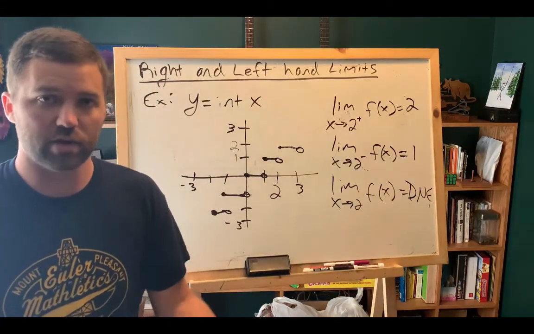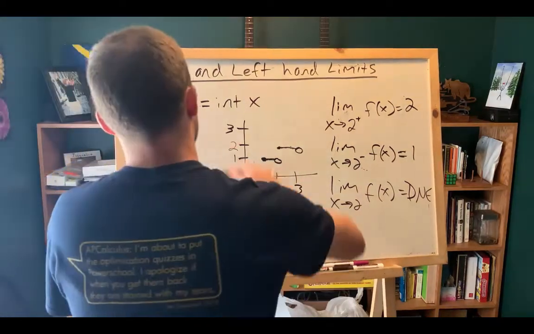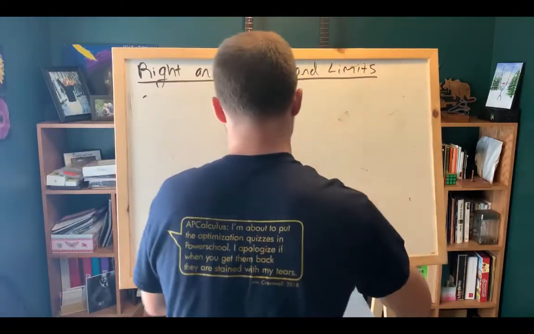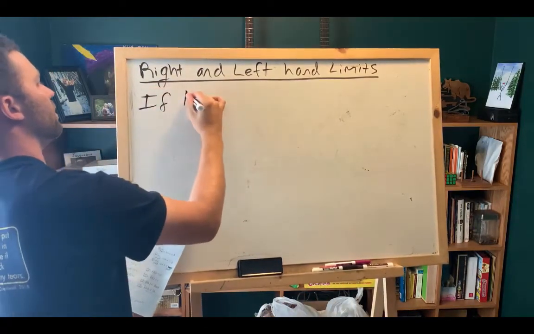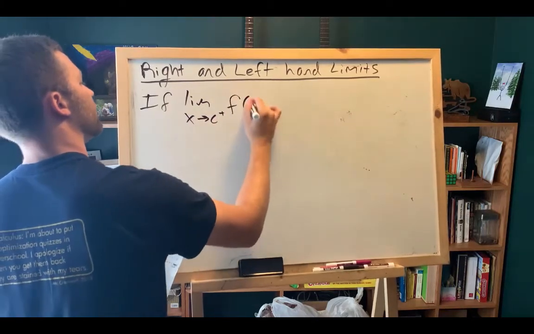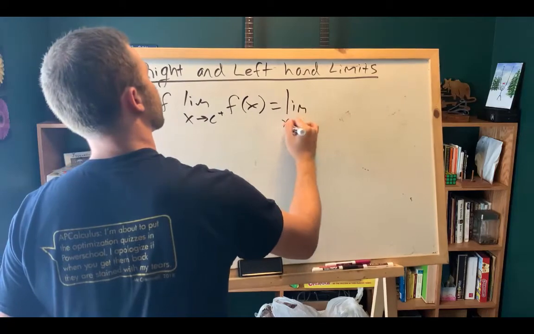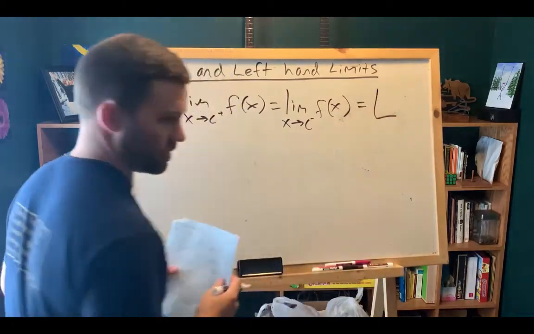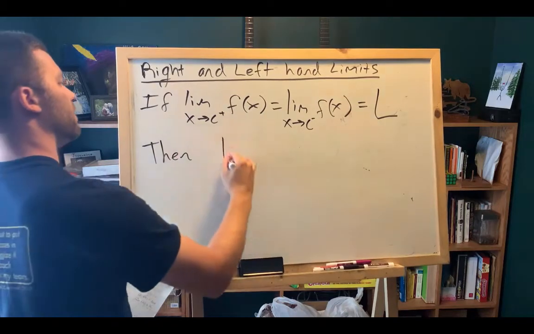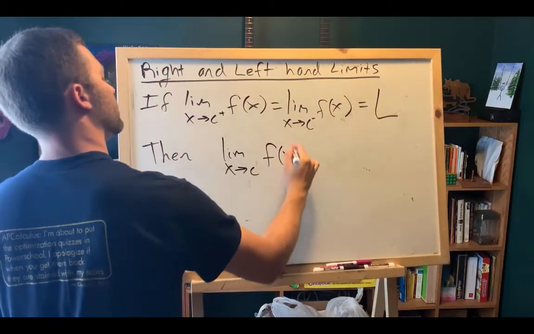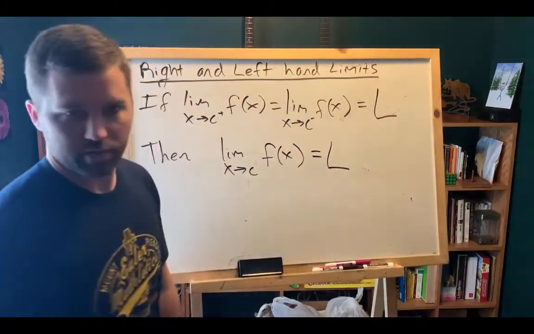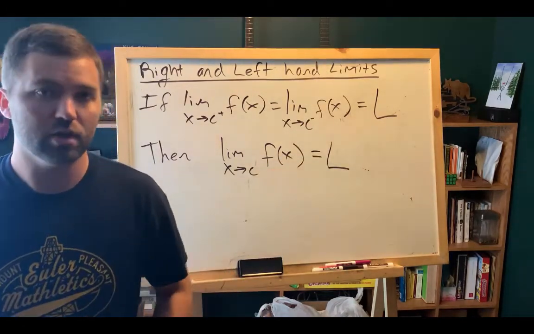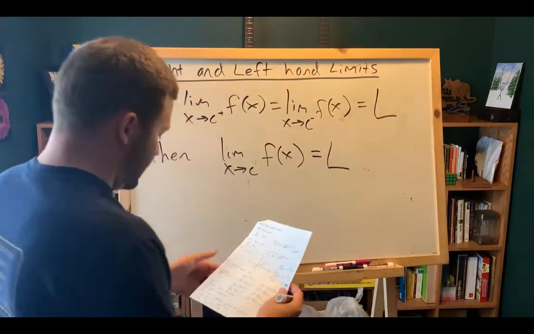Once you know what the left-hand and right-hand limit mean, then we can say this. If the limit as x approaches c from the right of f is equal to the limit as x approaches c from the left of f, and both of these are equal to L, some number, then the limit as x approaches c of the function not only exists, but is also equal to L. And that's probably pretty obvious at this point, just because we've talked so much about, as you come in from the left-hand side, as you come in from the right-hand side, what value the y values approach.